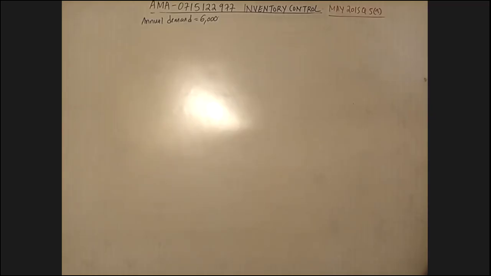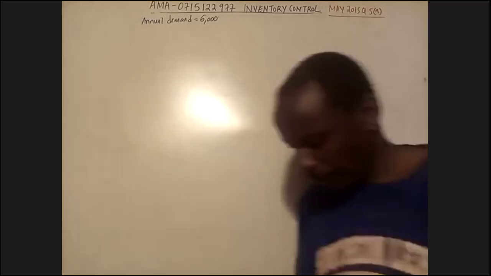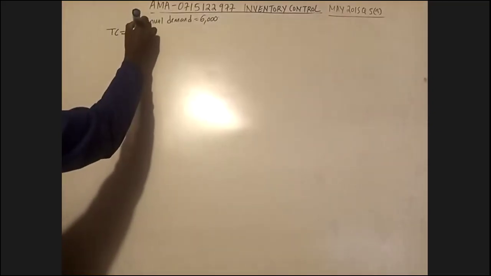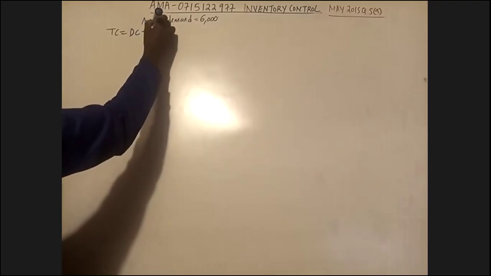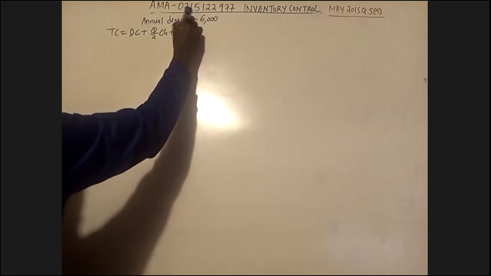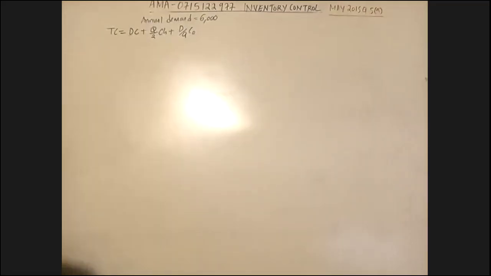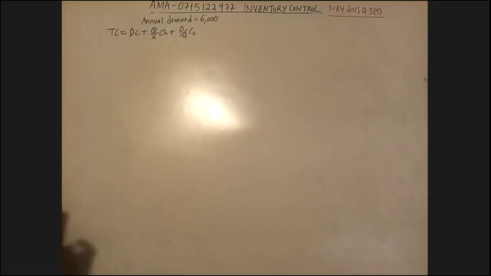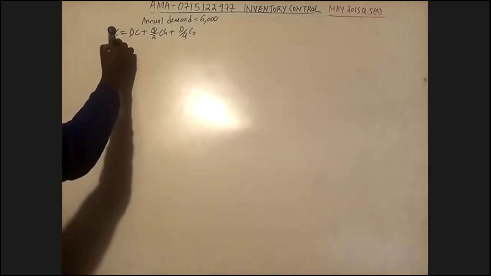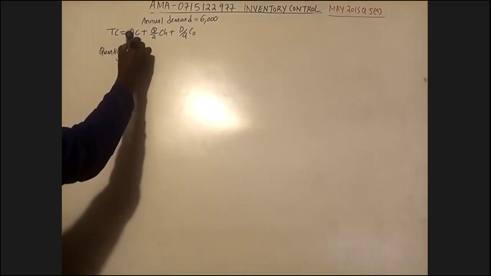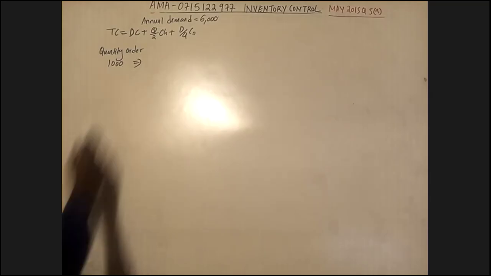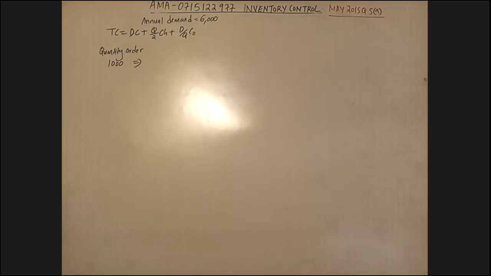Now, give me the formula for total cost. This is the formula for total cost: total cost is equal to DC plus Q over 2 CH plus D over Q CO. So, at the first one, we have the quantity order, ya kwanza 1000. Now, our Q itakuwa ngapi?